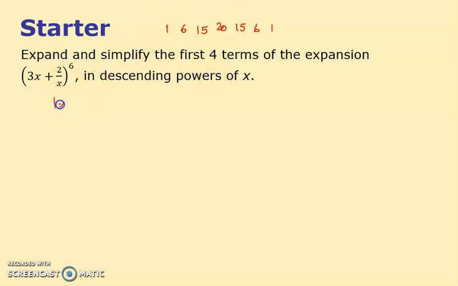This is just a starter of what we've seen before, so it's one lot of the 3x to the 6, and I don't need to worry about the 2 over x, that's the power 0. It says a plus, so they're all going to be pluses, plus 6 times 3x to the 5, times 2 over x to the 1. I've got 15 lots of 3x to the 4, times 2 over x squared.